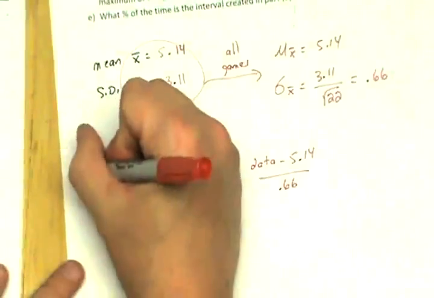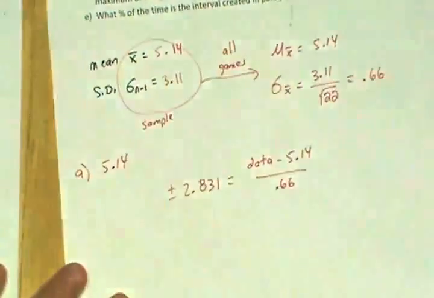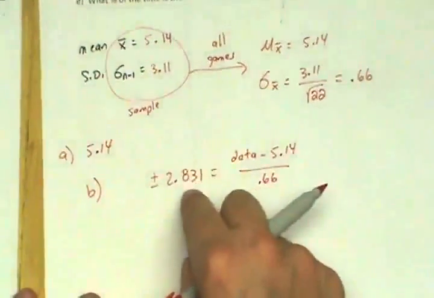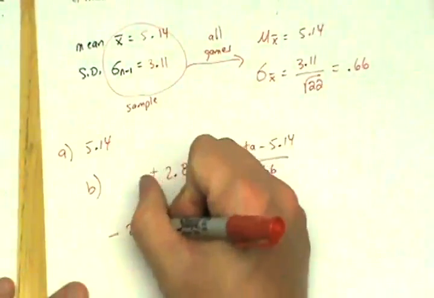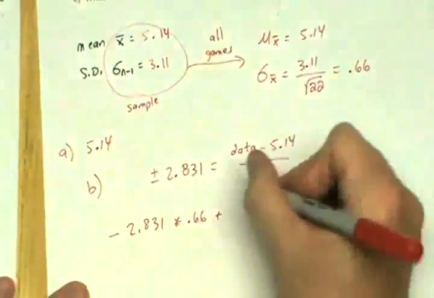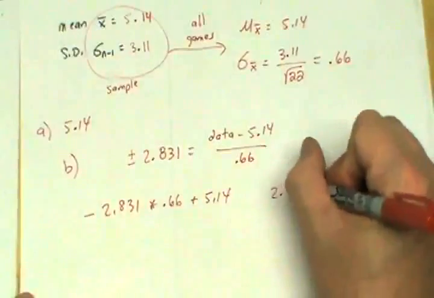So for part A, we didn't answer part A. The point estimate is the average, so we're going to say the point estimate is 5.14. Part B, we're creating a 99% confidence interval, so we looked up that for the z-score. And we're going to say negative 2.831. We're going to multiply and add. And then we're going to do the same thing with the positive.